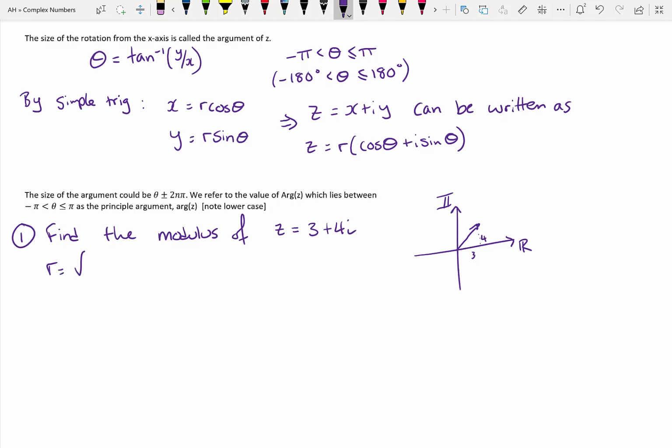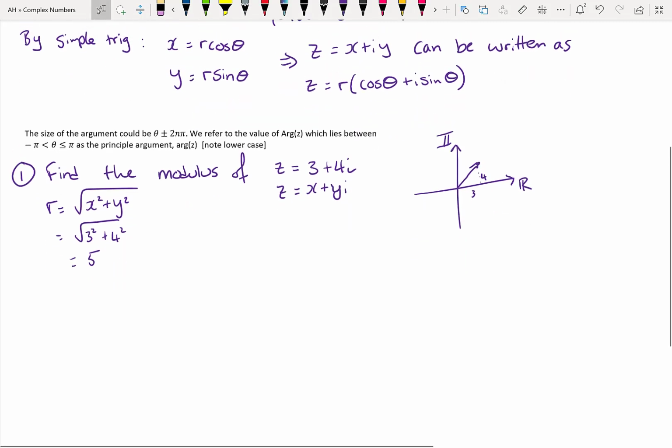r is equal to the square root of x squared plus y squared. So remember z was equal to x plus yi, we'll match it up here. And so r is equal to the square root of 3 squared plus 4 squared, which is 5. Hopefully we spotted that, it was a 3, 4, 5 triangle earlier, but if the worst came to it, you worked it out and you'd have gotten there eventually.